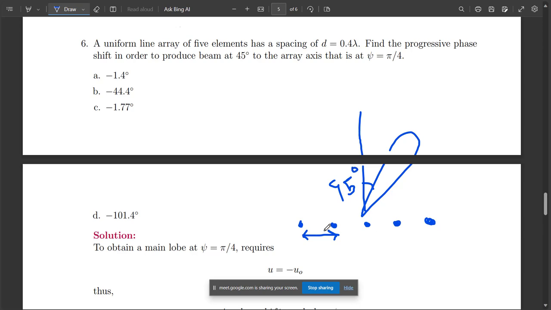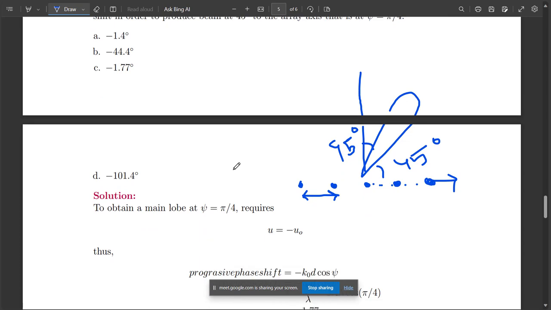So you have to find the phase shift given to the elements so that the produced beam is 45 degrees from the array axis. Something like this, you have to find out.